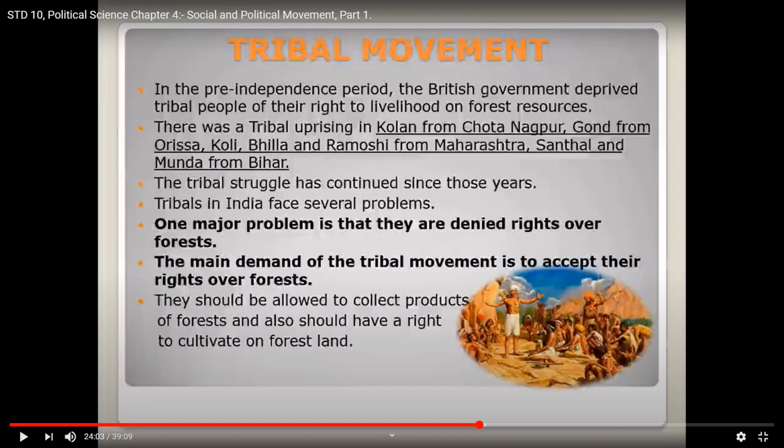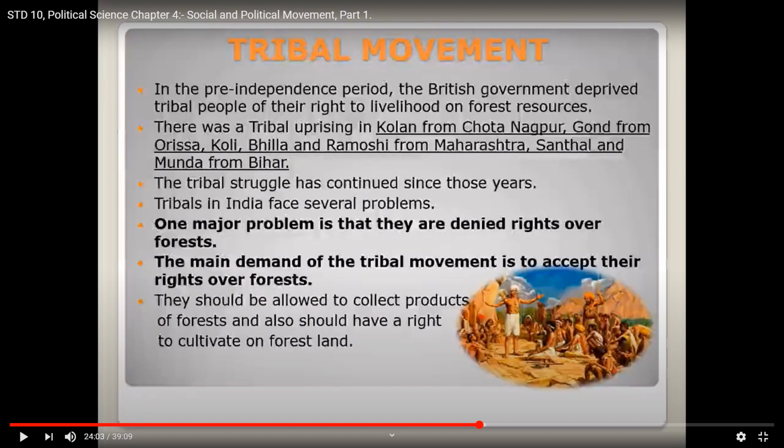And secondly, even if they had to go into the forest, they had to pay taxes. So the basic means of their livelihood, the basic means on which they could survive and eat, was taken away, or else they had to pay. So this was a breaking point for the tribals. They could not bear this suppression and oppression. There was a tribal uprising of the Kol from Chotanagpur, Gond from Orissa, Koli, Bhil, and Ramoshi from Maharashtra, Santhal and Munda from Bihar. So these are very important tribal movements that happened before the independence of India when the Britishers were ruling.